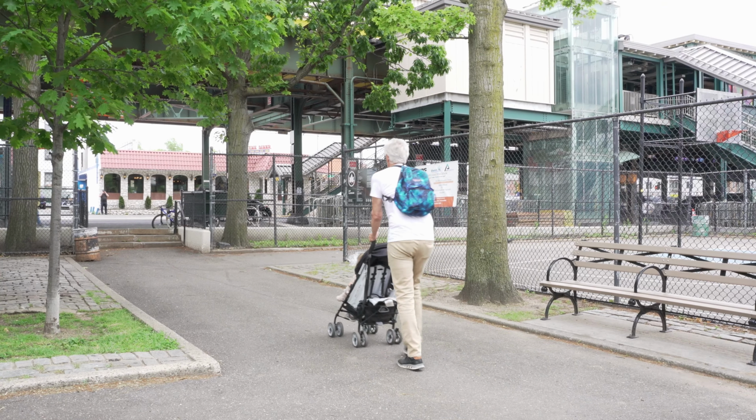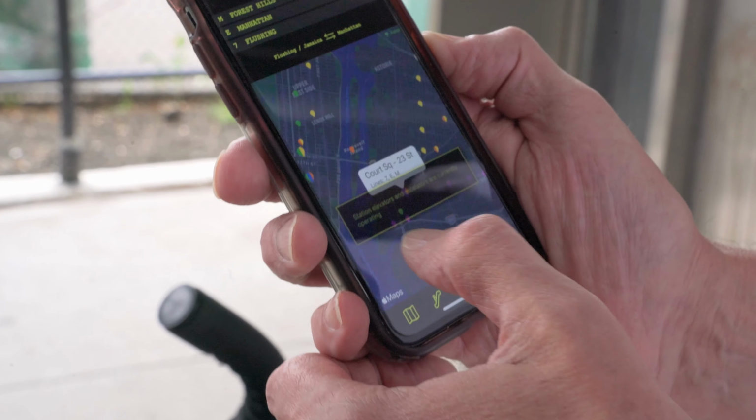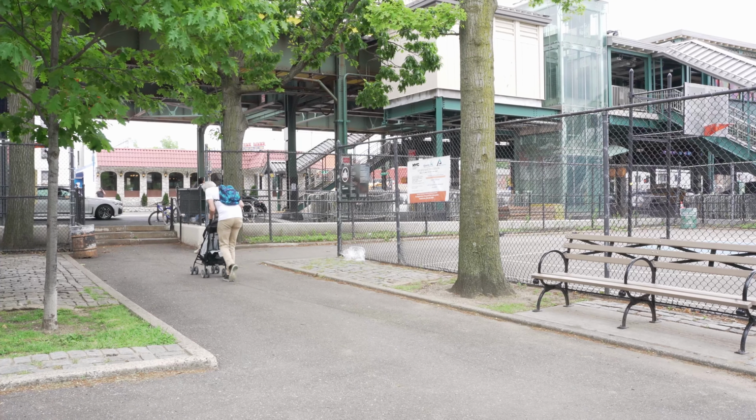FindMyLine puts accessibility right at your fingers. Let's say you're pushing a stroller, you're on the way to the subway. You could easily check and see, is there an alert? Is there an escalator alert? Is there an elevator alert? Is there even an elevator at that station?